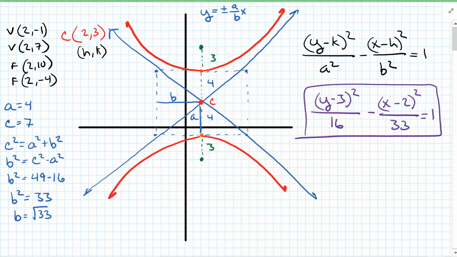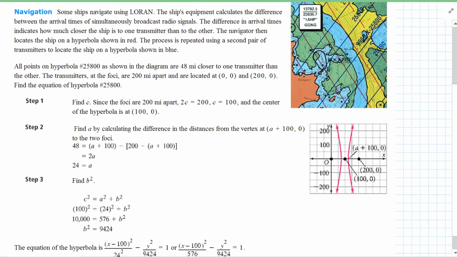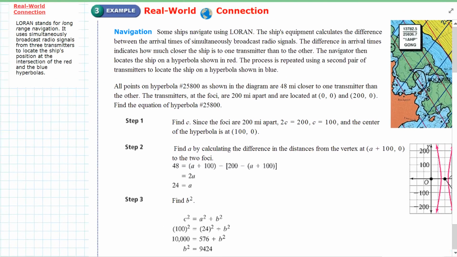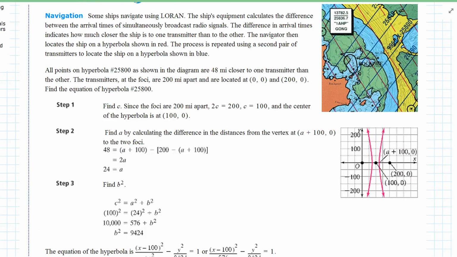And again, study this and look through it until it makes sense. Okay, real-world connection. Some ships navigate using LORAN. And if you look over there, it stands for long-range navigation. All right, the ship's equipment calculates the difference between the arrival times of simultaneously broadcast radio signals. The difference in arrival times indicates how much closer the ship is to one transmitter than the other. The navigator then locates the ship on a hyperbola shown in red.